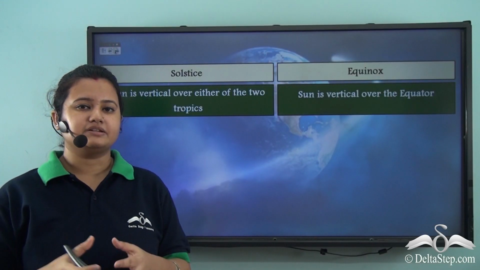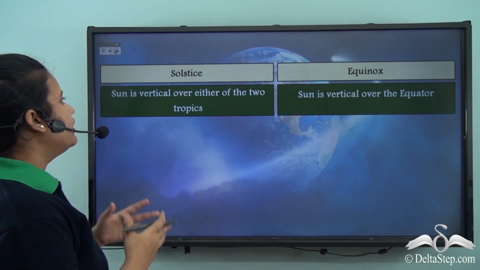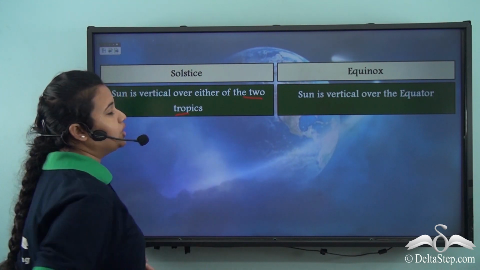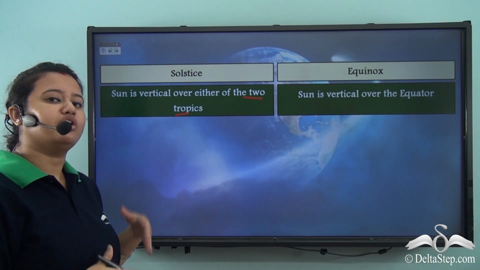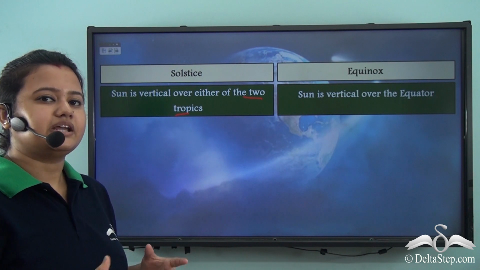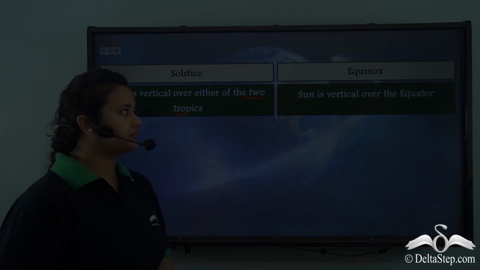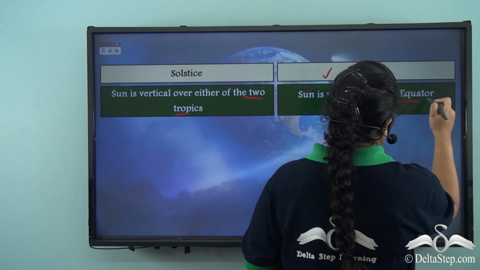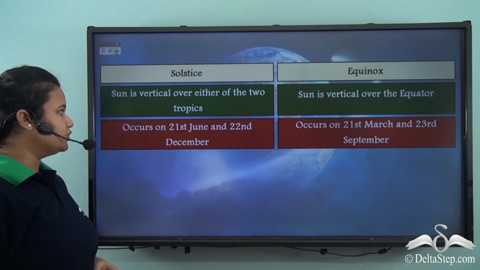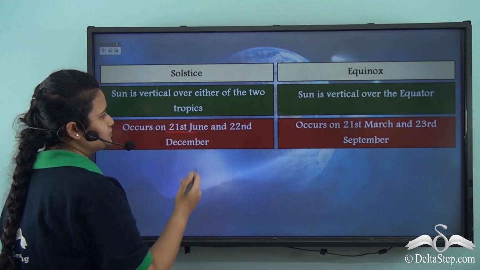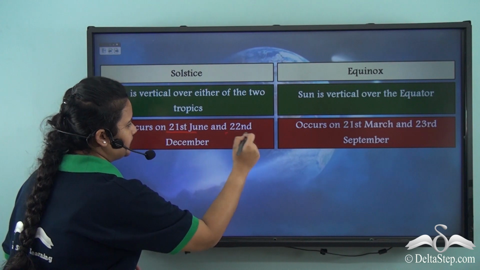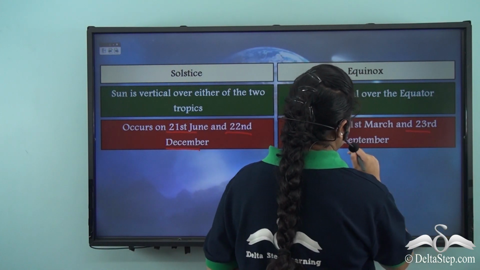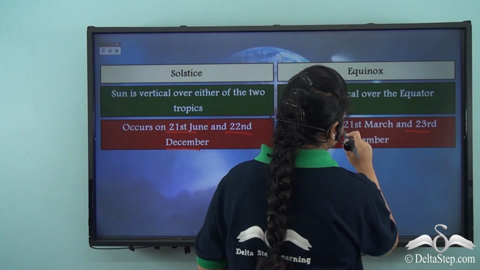Now let's make a comparison between solstice and equinox. On solstice, the sun is vertical over either of the two tropics. That is, on summer solstice, the sun is vertical over the Tropic of Cancer, whereas on winter solstice, the sun is vertical over the Tropic of Capricorn. In contrast to this, on equinox, the sun is vertical over the equator. Now, as we know, summer solstice occurs on 21st June, whereas winter solstice occurs on 22nd December. On the contrary, autumn equinox occurs on 23rd September, whereas spring equinox occurs on 21st March.